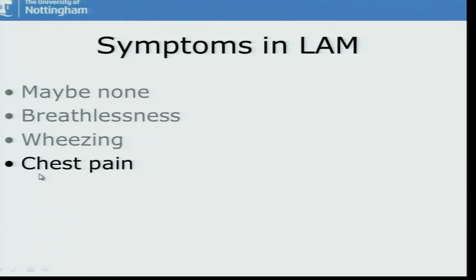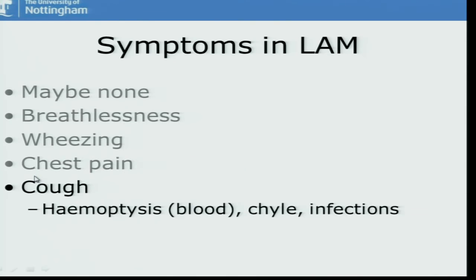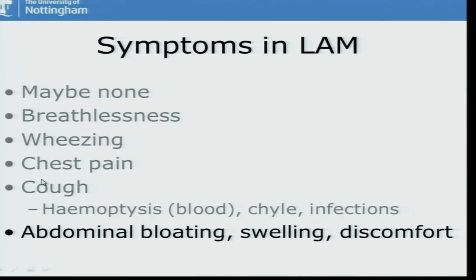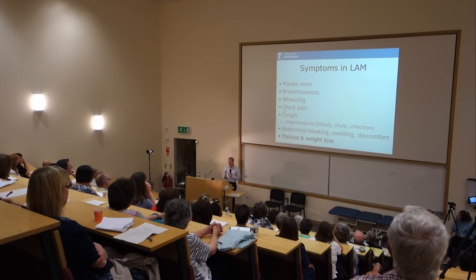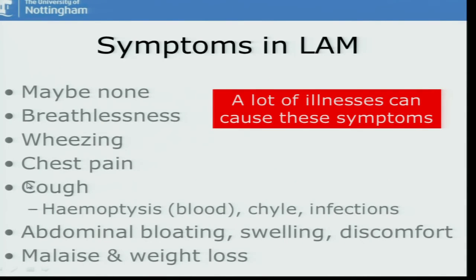People have wheezing. Some people get chest pain from pneumothorax. Cough is quite common, and some people cough up blood. It's part of LAM. Some people cough up the lymphatic fluid, the chyle. Some people are prone to chest infections. And very occasionally, people present with abdominal problems, leading to the diagnosis. Some people get malaise and weight loss, and actually fatigue is probably one of the commonest symptoms in women with LAM, which isn't really on the radar much. And Sharon Fuller is going to talk about fatigue later.